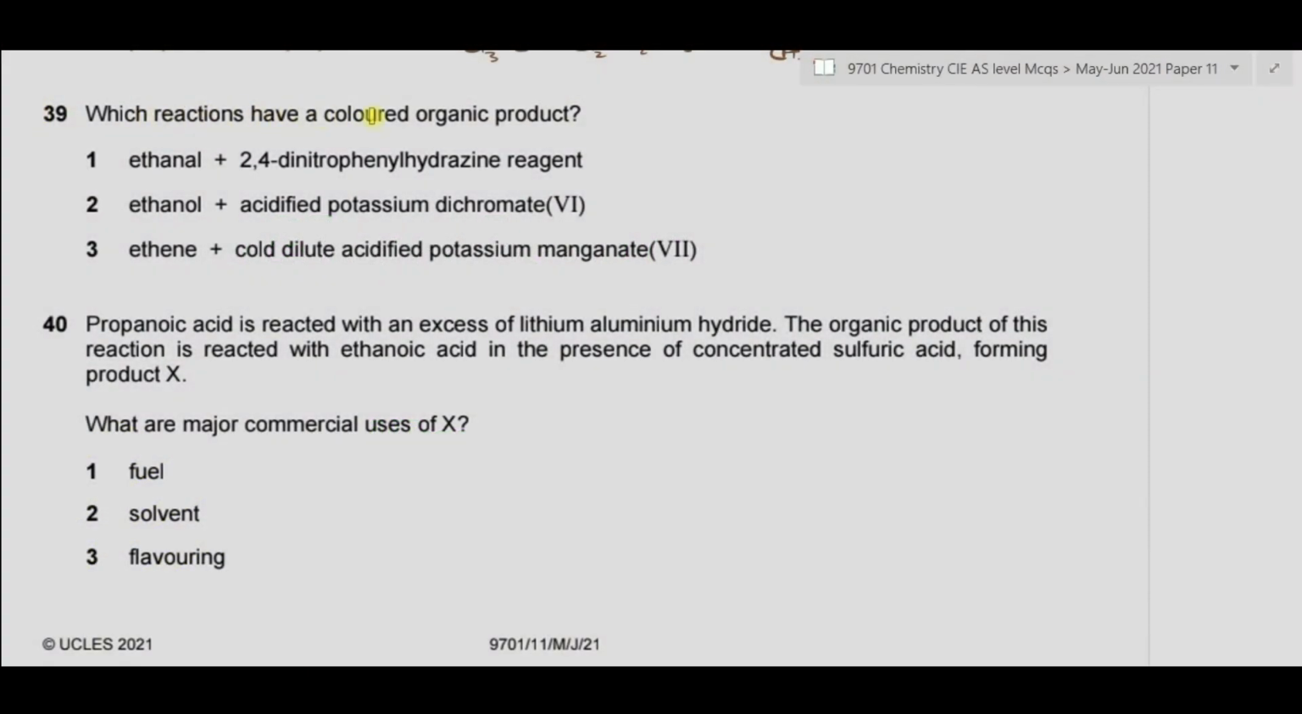Question 39. Which reactions have a colored organic product? First one is ethanal, which is aldehyde, plus 2,4-dinitrophenylhydrazine reagent, which is known as 2,4-DNPH. Now 2,4-DNPH can give positive result both with aldehyde and ketone, and it forms orange precipitate as product. As ethanal is aldehyde, so therefore this will give colorful product. Second one is ethanol. Ethanol is alcohol. Acidified potassium dichromate converts ethanol into ethanal, which is aldehyde, and this is colorless product.